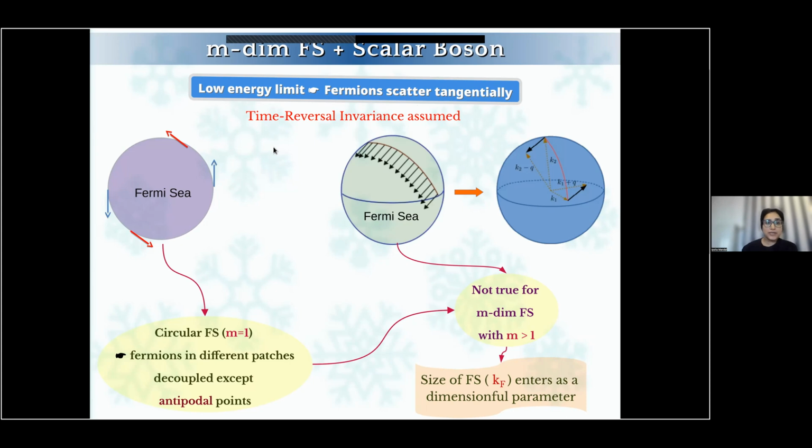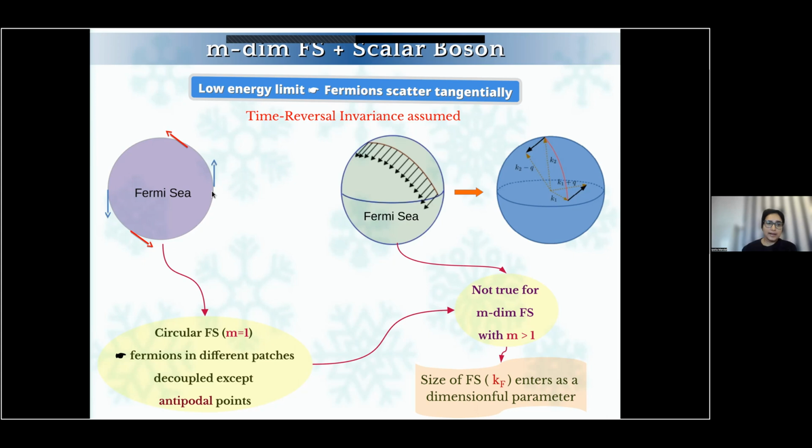Now, we will also assume that the system has time reversal invariance. That means if we have a right moving fermion, we must also consider its left moving counterpart. Now, let us look at a 2D system, which has a 1D Fermi surface. Here we have a circular Fermi surface, which is one-dimensional. So m is equal to 1.